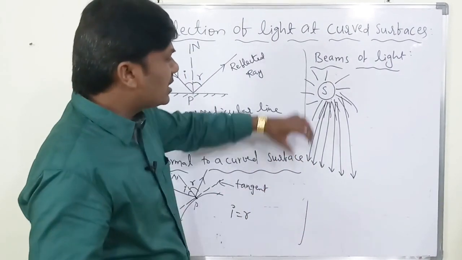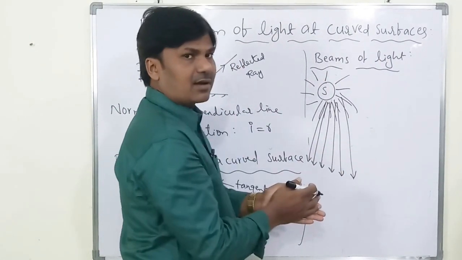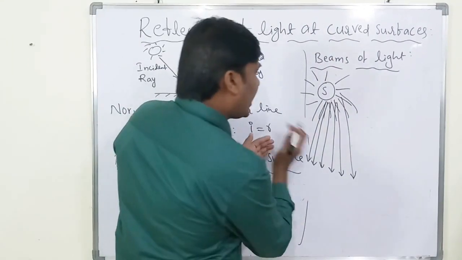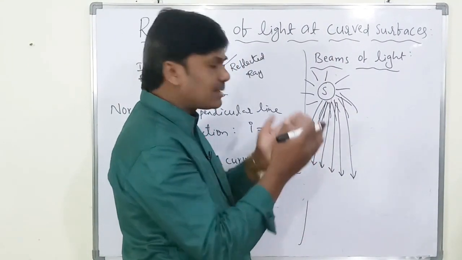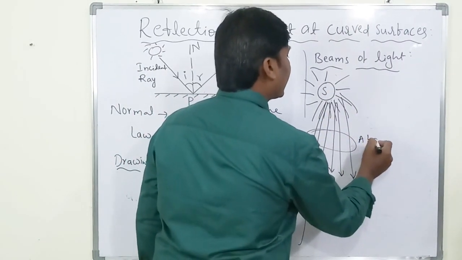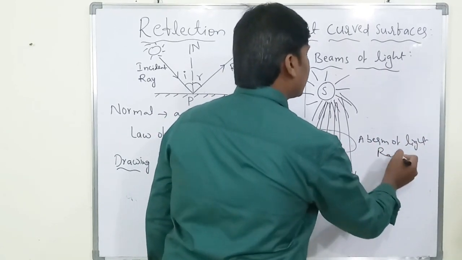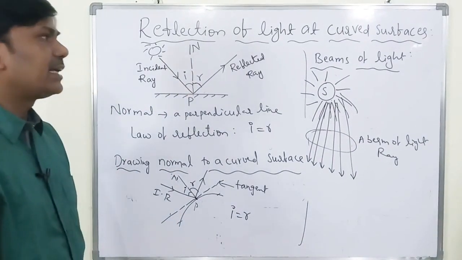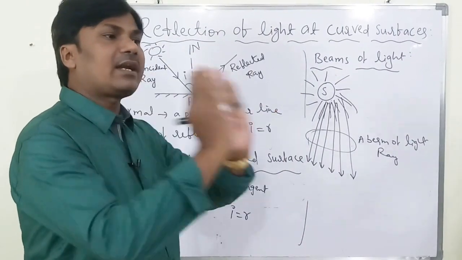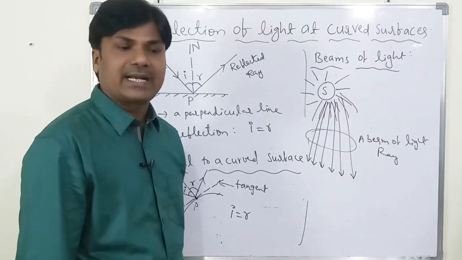Here you can see this bundle of light rays. Here 1, 2, 3, 4, 5, 6. Some 6 light rays are here. We can see, but so many light rays will be there. So all these light rays together as a bundle are known as a beam. This is a beam of light ray. Understand? Beam of light ray in the sense a bunch of many light rays which are all traveling together is known as a beam of light ray.